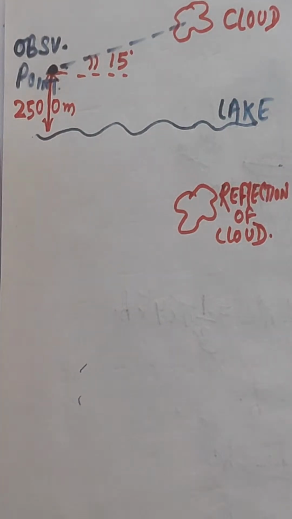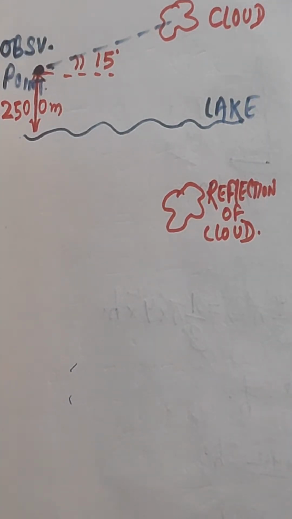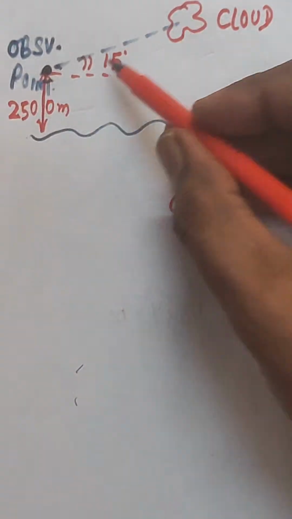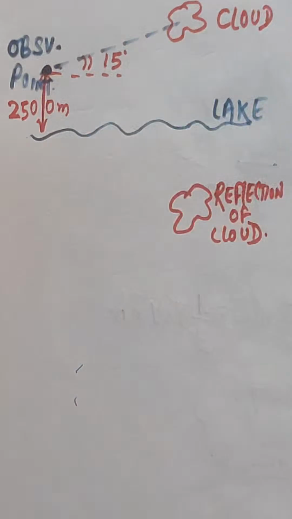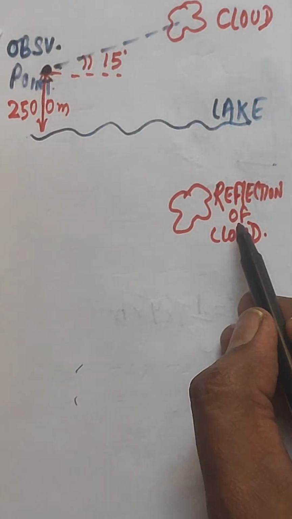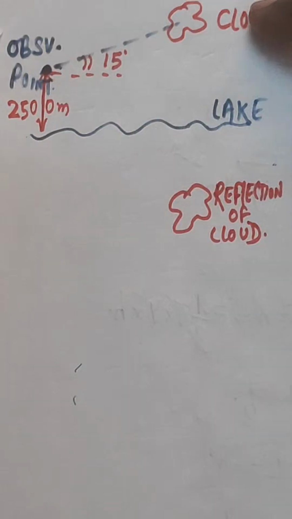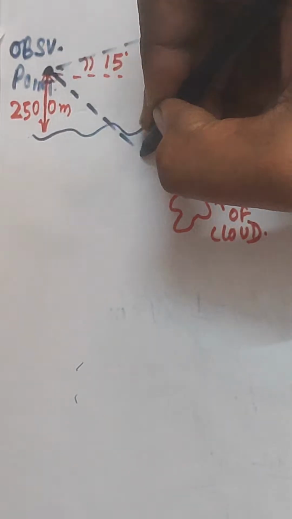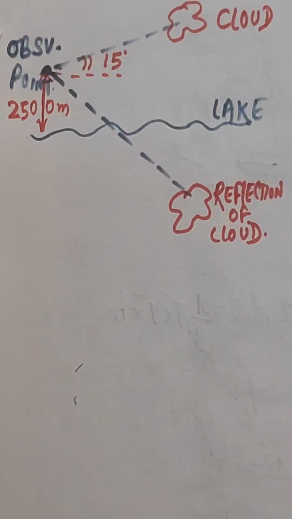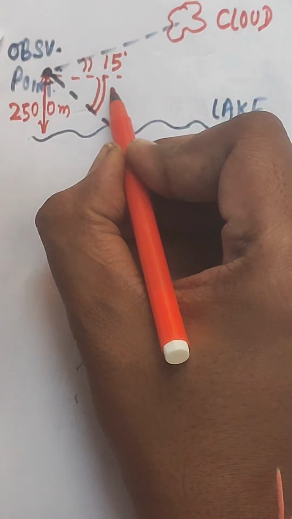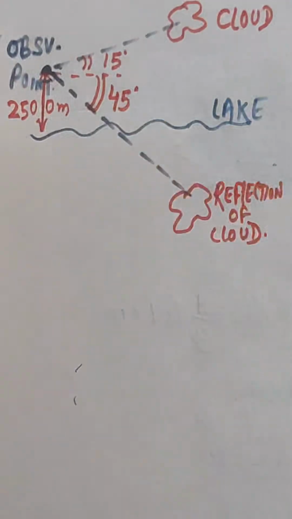So in this question, the basic data given to you is that the cloud has an angle of elevation of 15 degree from the point of observation, which is 2500 meter above the ground, and from the same point of observation the angle of depression to the reflection of that cloud is given as 45 degree. Now we need to find the height of the cloud.